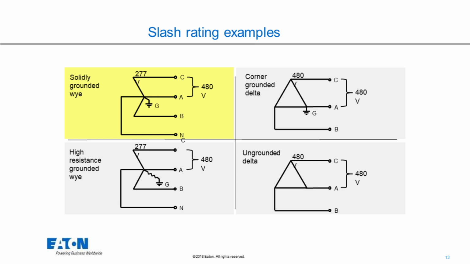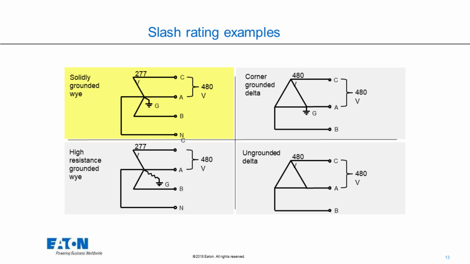Slash-rated devices can only be installed on solidly grounded Y systems. So if we look at this Y system highlighted in yellow, a fault from phase C to ground is going to be 277, so that corresponds to the lower value of a 480/277 breaker. Line to line would be 480, so that corresponds to the higher value, so we can use it on a solidly grounded Y system.